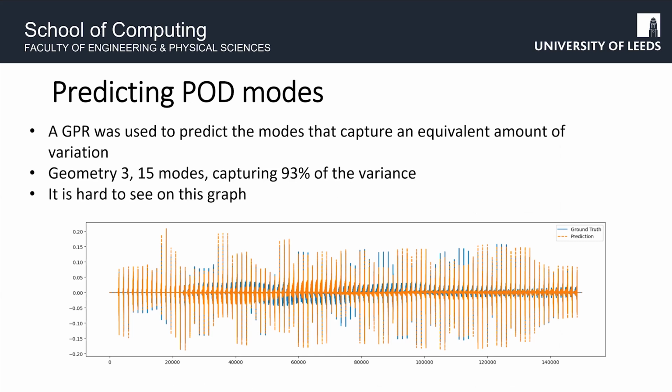This is a big graph, but this is what I did before with just POD modes, as I have to use 15 different modes. I have to capture 93% of the variance. I have to use a lot more. So it just shows that the amount of data has increased by a lot.